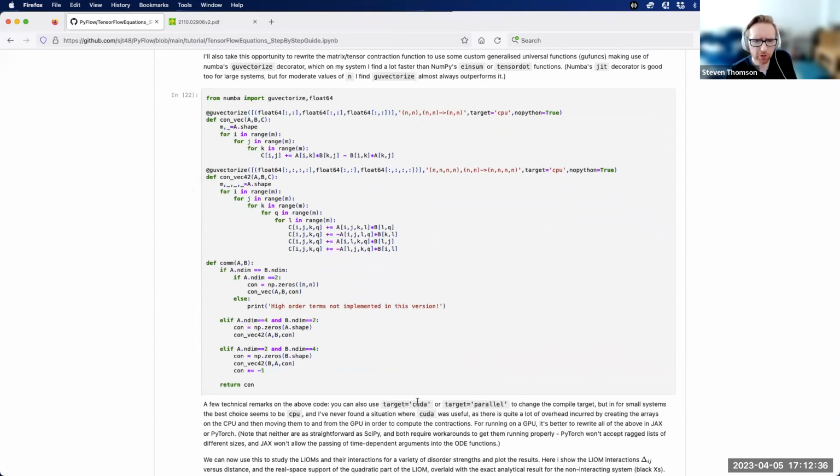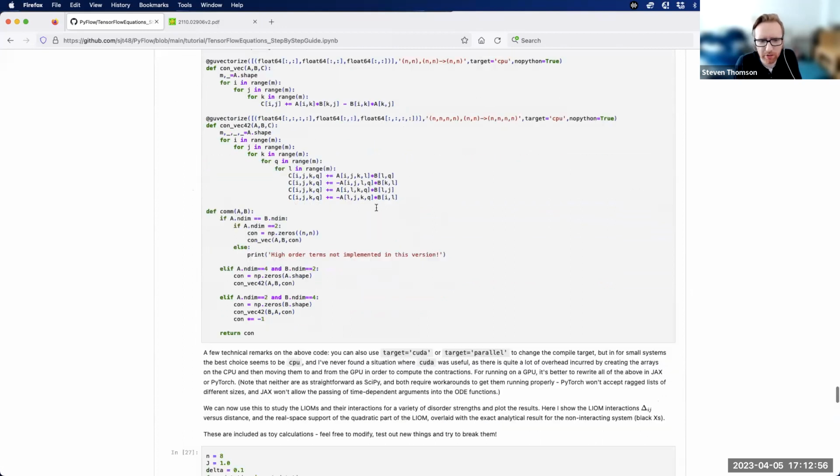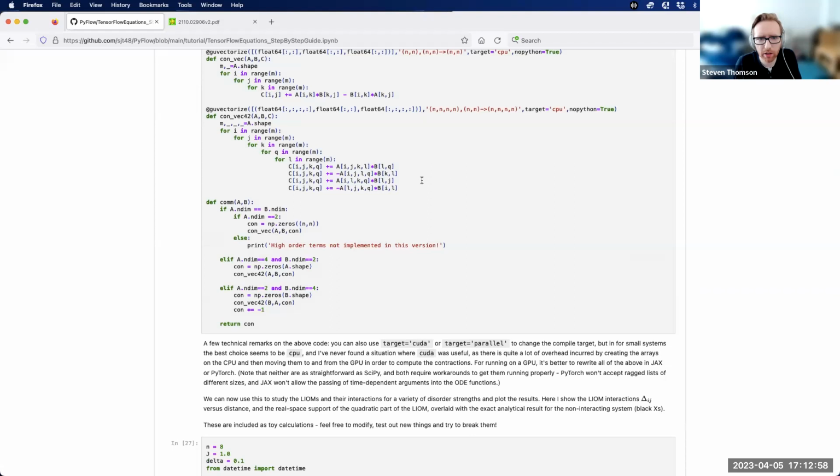This part was me trying to define some slightly faster functions. So above I used NumPy's einsum. Einsum is pretty good, but if you have a specific task in mind, you can do a bit better. So here I'm using generalized universal functions that are, I find, quite a lot faster on the CPU. That's just a technical detail. It's doing exactly the same as the NumPy functions, just quicker.